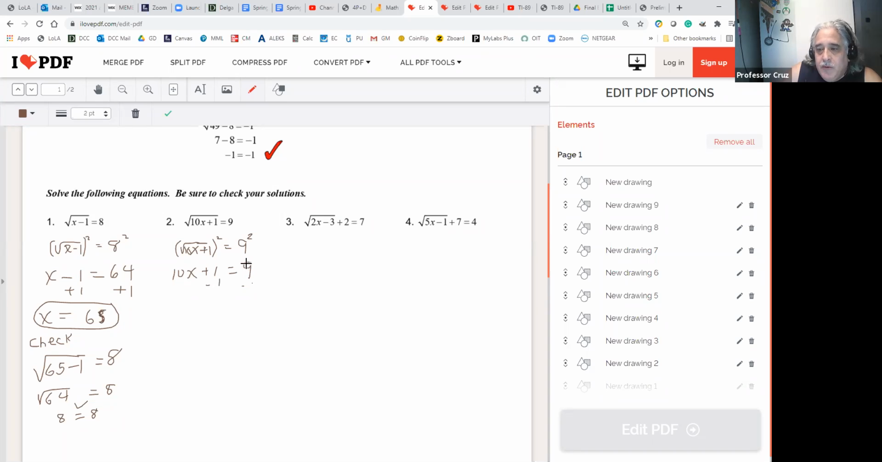I'm sorry, this is 81. 81 minus 1. So 10x is equal to 80. So x is equal to 8. But remember, we got to check. And I can guarantee you that there's one here.